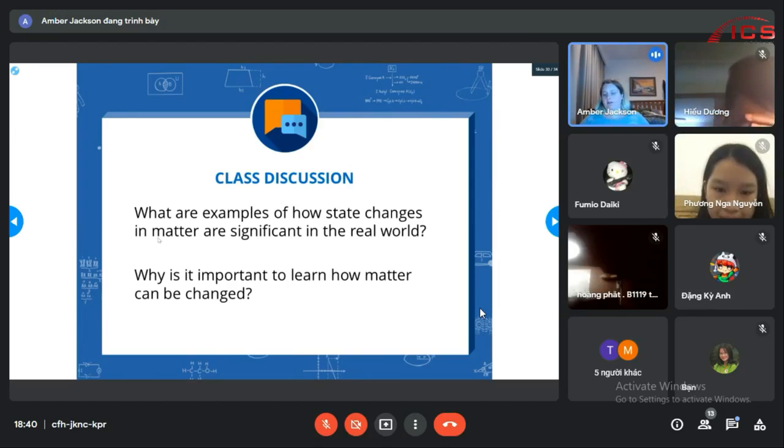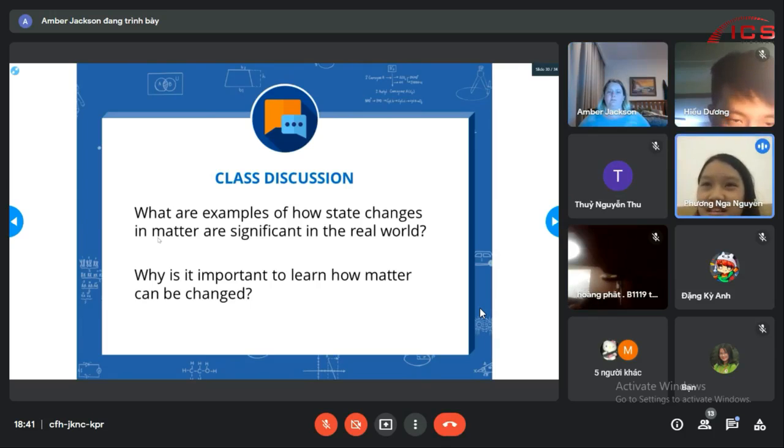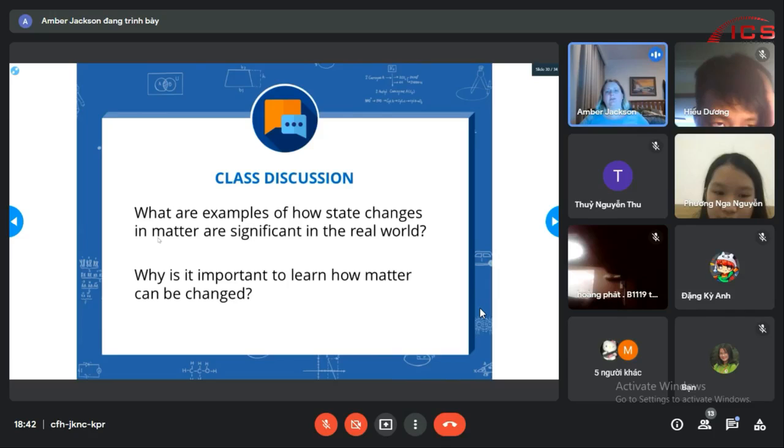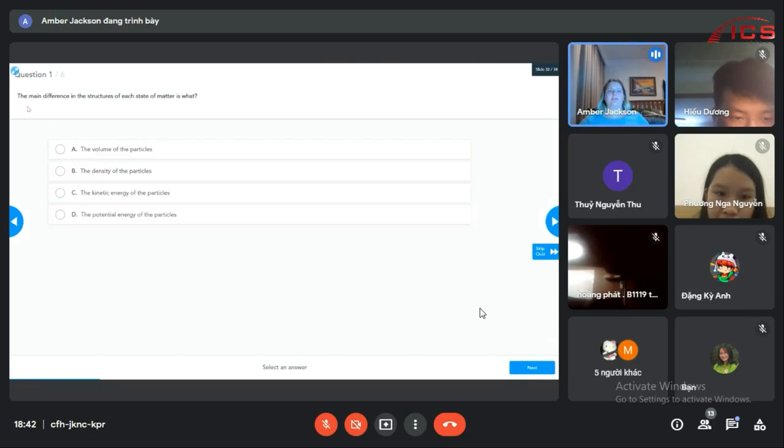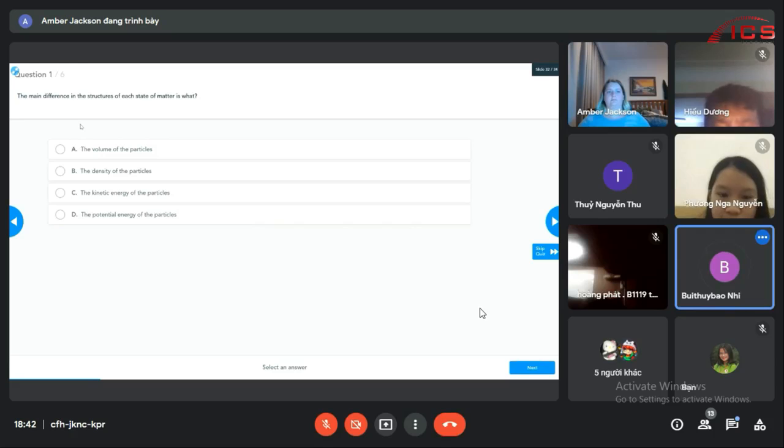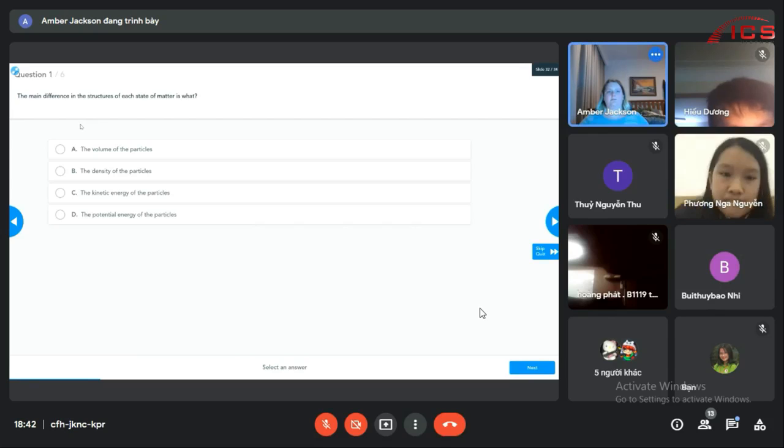Very good. All right. What about Lana? Lana, tell me about an example of the state change in the real world. The ice cream, I have tried to make it, and it turned from liquid to solid. All right. Yes, that is one example. Not exactly what I was looking for, but that works. So the main difference in structures of each state of matter is what? I think the volume of the particles. You think it's the volume of the particles? Yeah. All right.